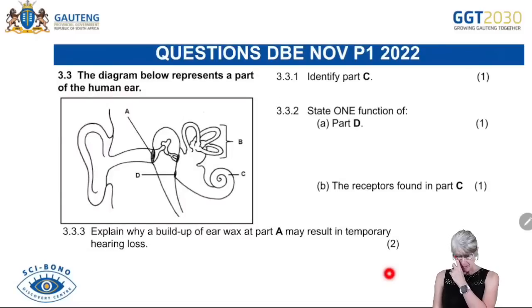All right, a quick question on the ear. The diagram below represents a part of the human ear, and this was a question in last year's November exam, and I know that learners battled. They weren't able to answer all the questions very well. The first thing they ask us is to identify part C. So we go and look, and here's part C. We know that the coiled snail shell is known as the cochlea.